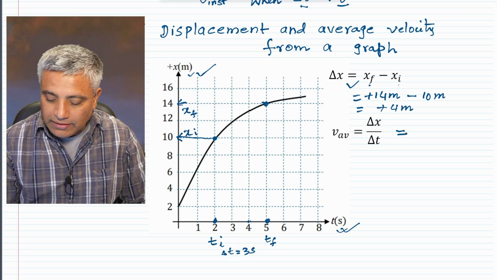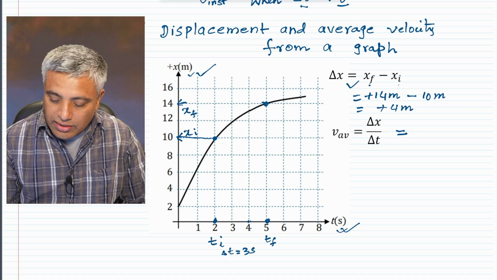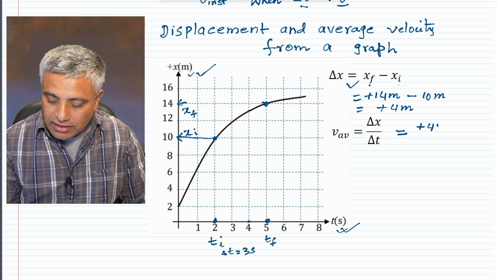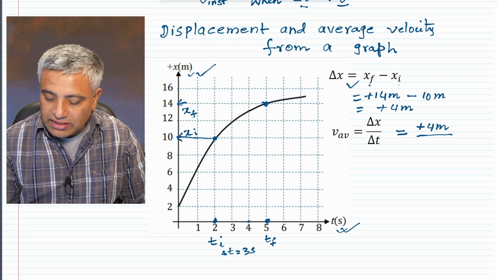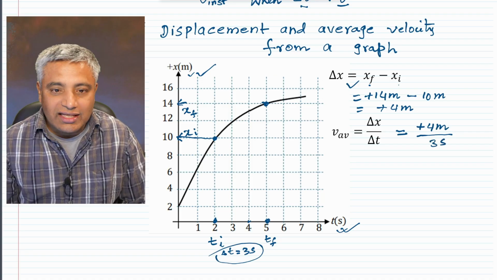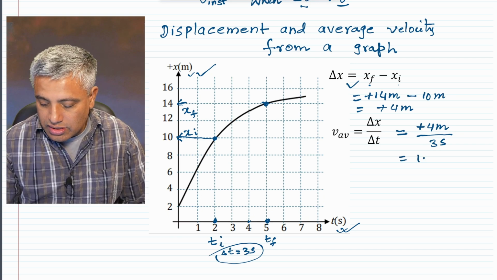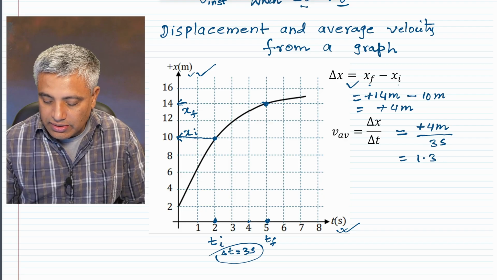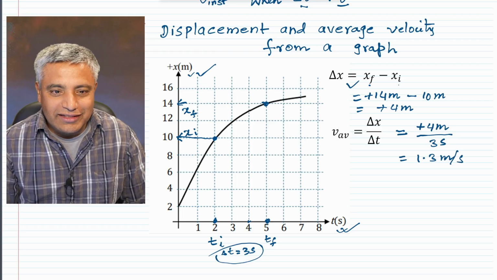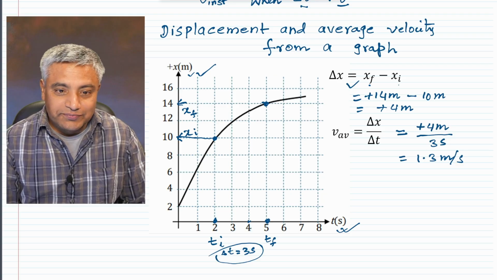Now, the average velocity being displacement over time interval, we can use these values we calculated for the displacement, and we have the corresponding time interval, 3 seconds. So that is around 1.3. So let's just leave it there, meters per second. That's the average velocity. Now, what's the other method?